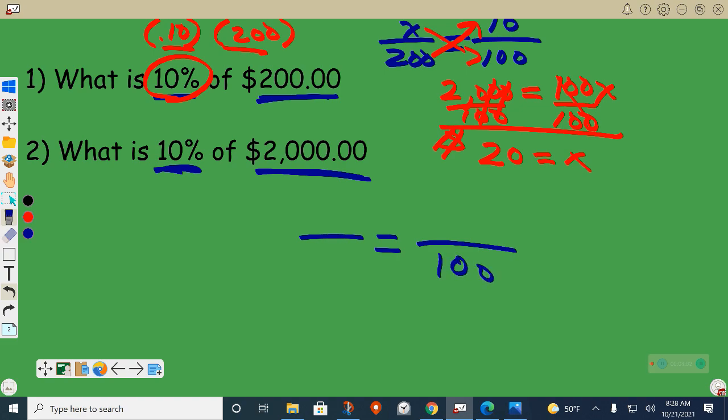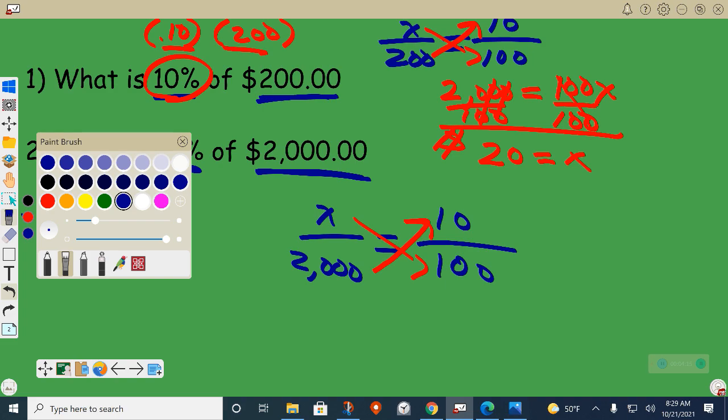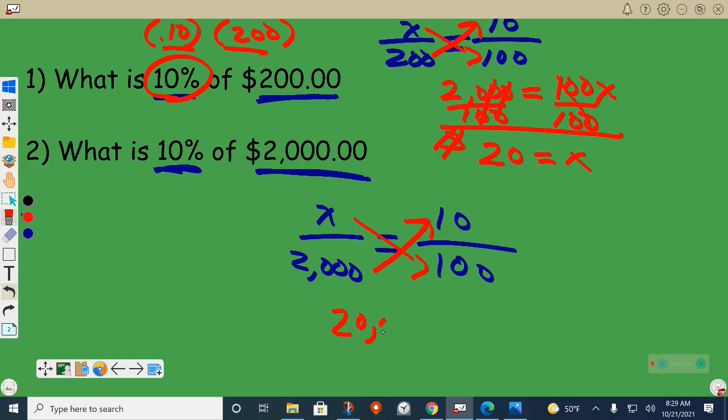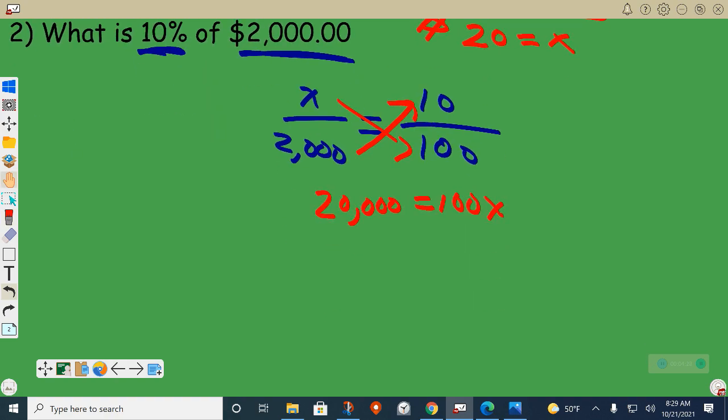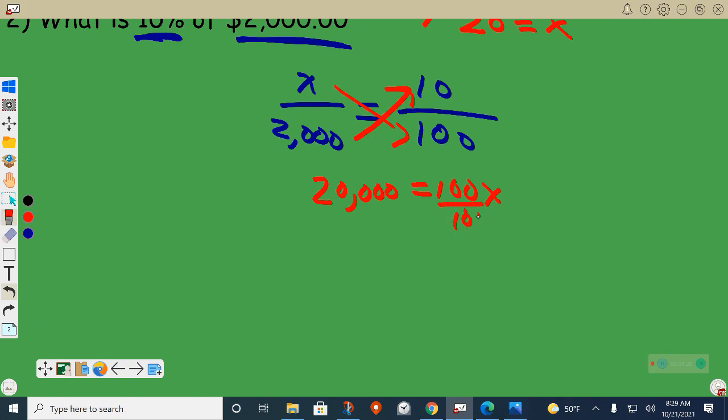100, 10%. That becomes 20,000, yeah? Equals 100x. I'm gonna divide by 100. Look at my shortcut. So it becomes 200 bucks. X is 200 bucks.